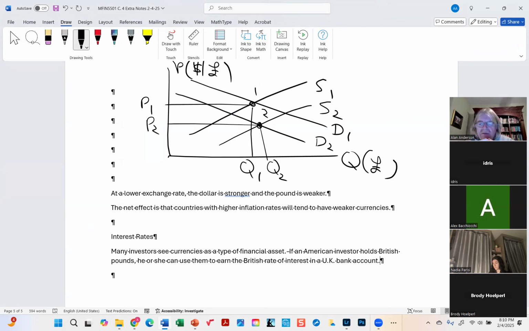So imagine yourself looking around and seeing that the US is paying 3%, let's say, in its bank accounts, and the UK is paying 5%. You may be tempted to trade some of your dollars for pounds and invest them in the UK. Now, by the way, this does expose the investor to foreign exchange risk, of course. But investors may feel that the higher interest rate in the UK justifies the extra risk.